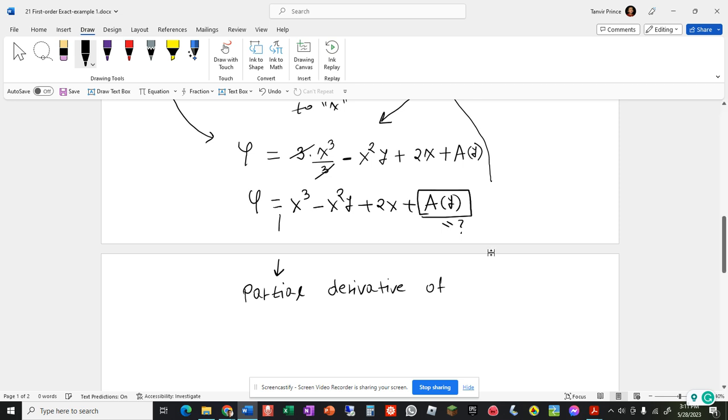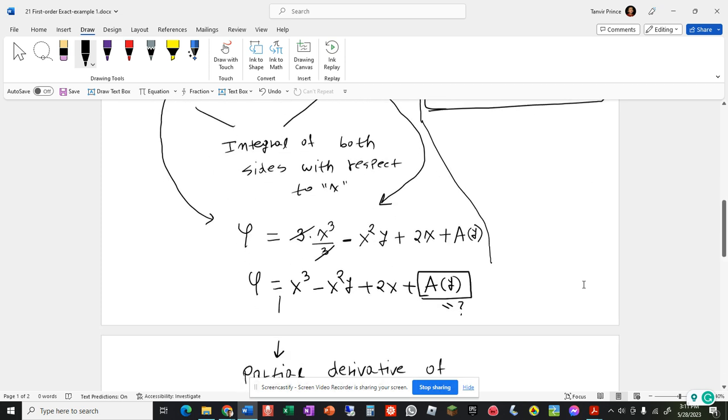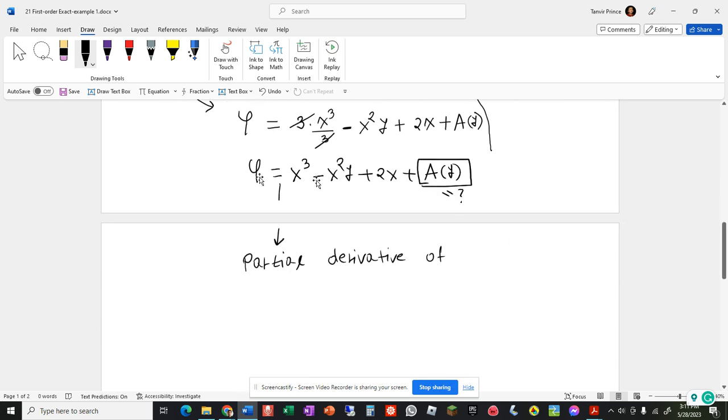Because I want to compare this partial derivative of phi with respect to y to this partial derivative of phi with respect to y. They're supposed to be equal to each other, right? So let's do that. So here I'm taking the partial derivative of phi with respect to y. So partial derivative of both sides with respect to y.